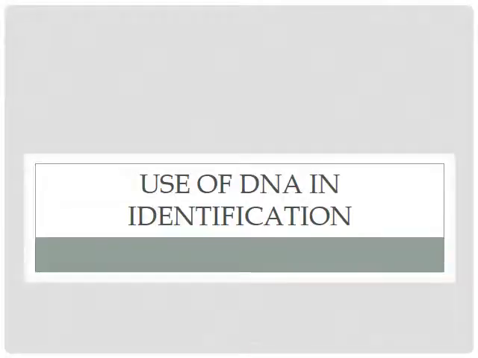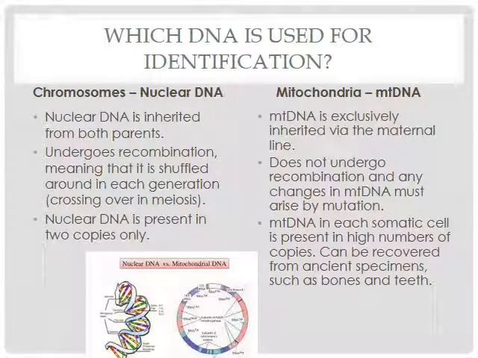The next application we're going to look at is how we can use our knowledge of DNA to identify people, essentially. So when we're using DNA for identification, the most common application we refer to is in forensic science and using DNA evidence to link a person to a particular crime. You could also use it in terms of paternity testing and using DNA to identify the father of a child or something like that.